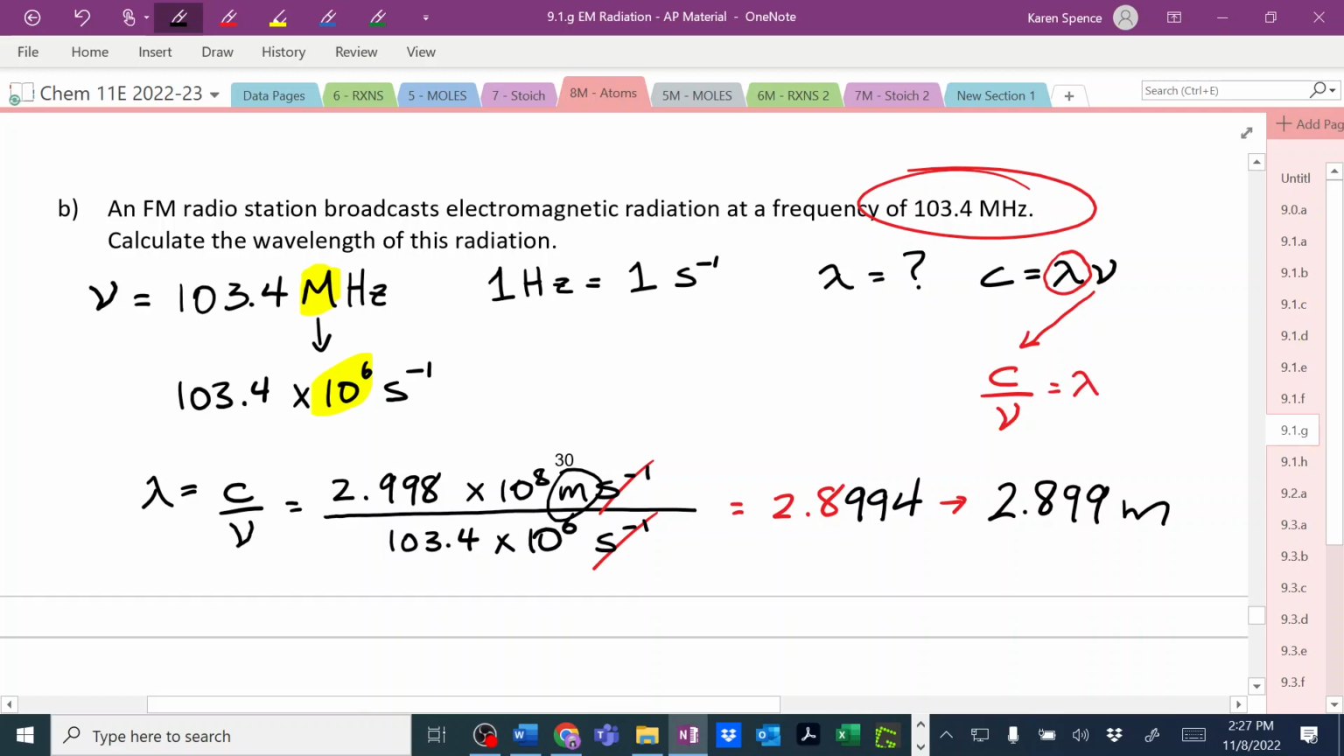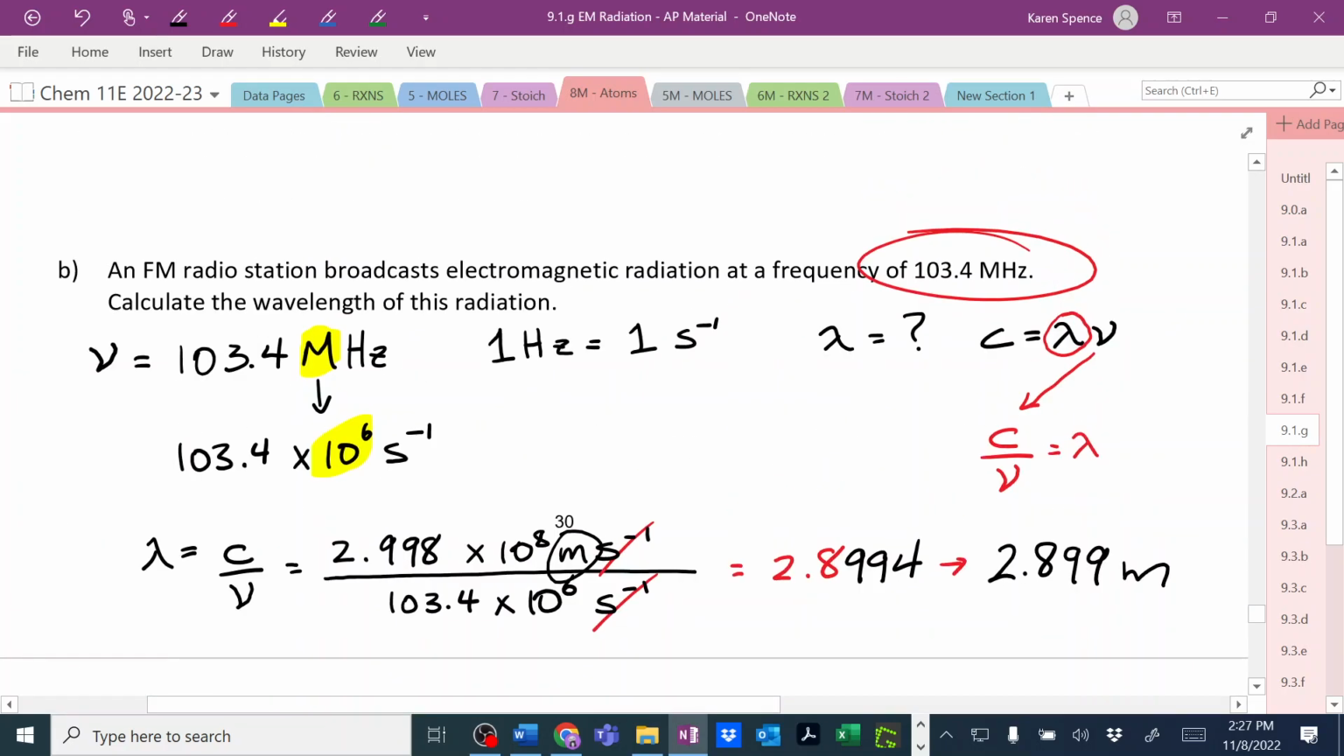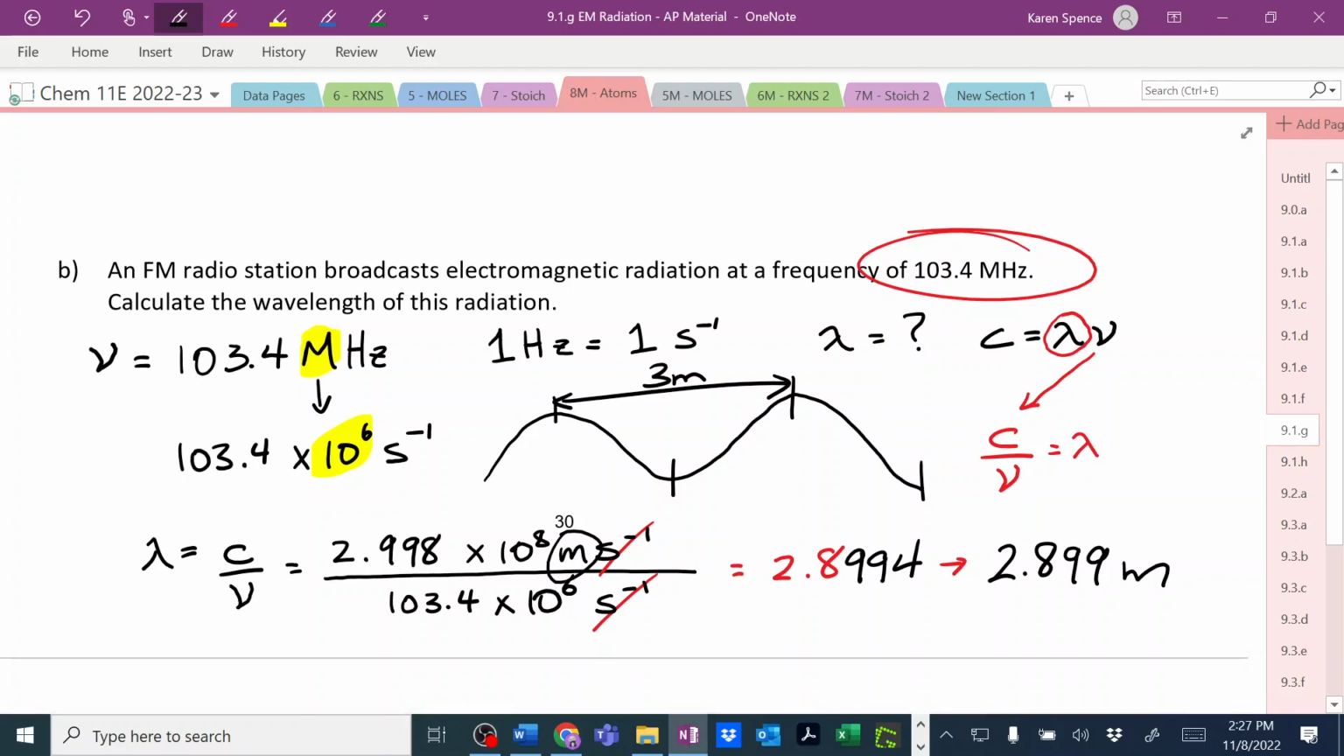Okay, and that's quite a long wavelength. Radio waves have a long wavelength. So from peak to peak, if this was your wave, this would be 3 meters. Or from trough to trough, okay? So wavelength is from peak to peak or from trough to trough. You guys know what a trough is? It's the bottom, that little dip. Did that answer your question, Matthew? Okay, cool.